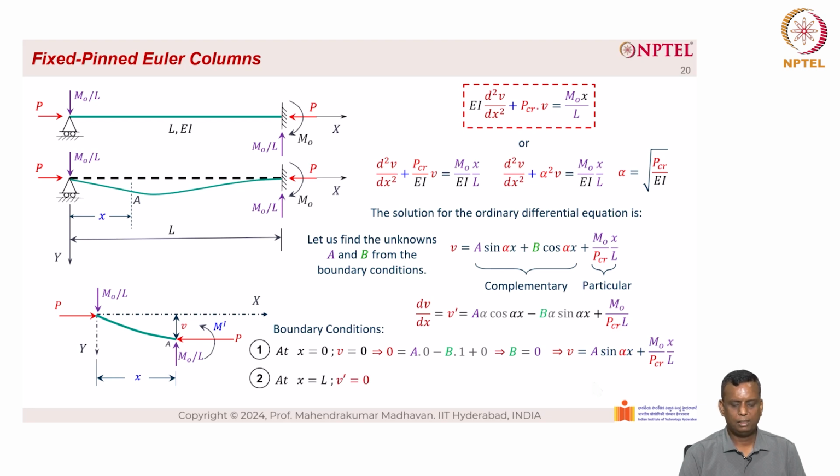At x equal to L, V dash equal to 0. So 0 equal to A alpha cos alpha L plus M0 by P critical into 1 by L, which indicates that at x equal to L, the slope is 0.